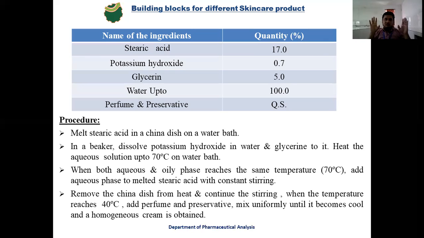So stearic acid, water, glycerin, and potassium hydroxide, you have to heat, same procedure. Then you mix the content and continue stirring. Remove it from the heating zone. A very thick product of good consistency will appear. When the temperature decreases to 40 to 45 degrees, we can add perfume and preservative. Then continue the mixing to get the final product.